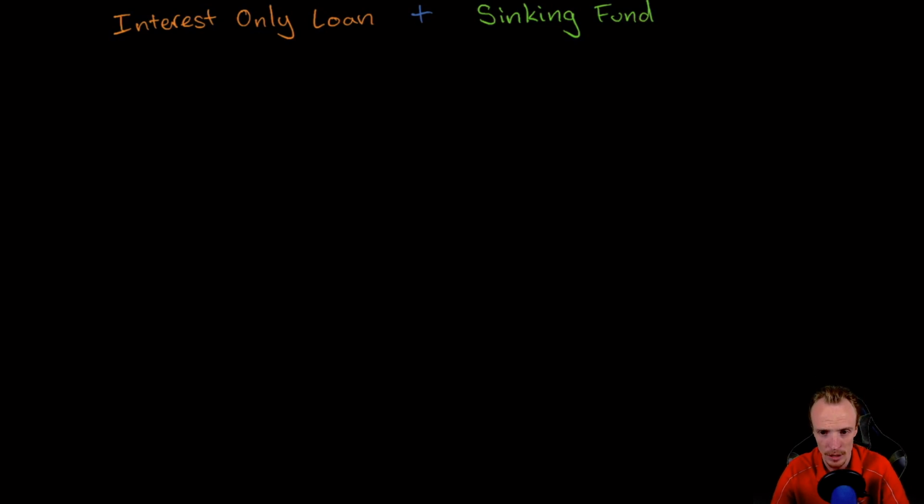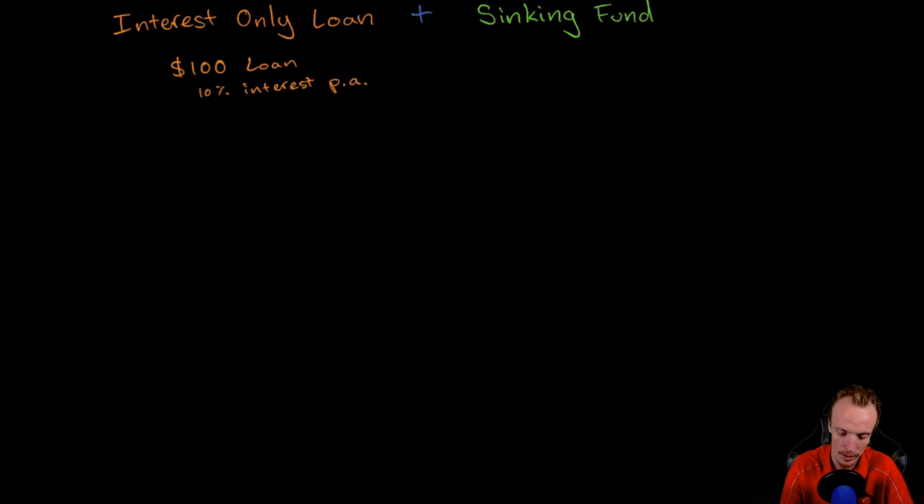To explain what an interest-only loan is, we're going to work through an example. Let's just say, to keep things really simple, that we're going to take a $100 loan, and let's say it's got 10% interest per annum. What that effectively means is the first time it accrues interest for that year, it's going to accrue $10 interest.